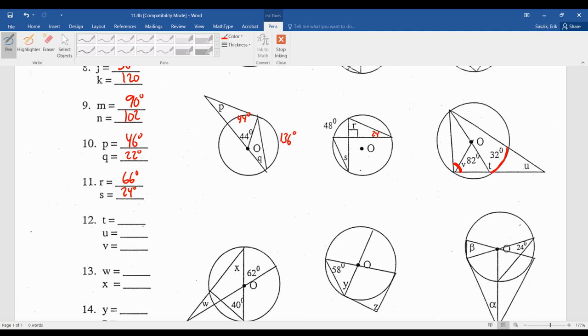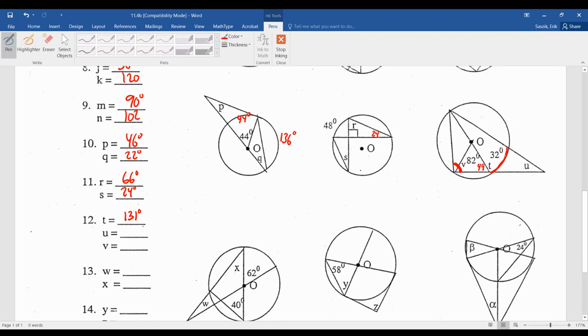Remember, something I haven't mentioned here recently, this is hugely important though. This 82 is a central angle. We have an isosceles triangle here made up of two radii. So if we know the vertex angle is 82, this base angle has to be 49. Of course, that one over there is 49 as well. But that will allow us to figure out this angle T here, because it's supplementary to the 49, so that's 131.